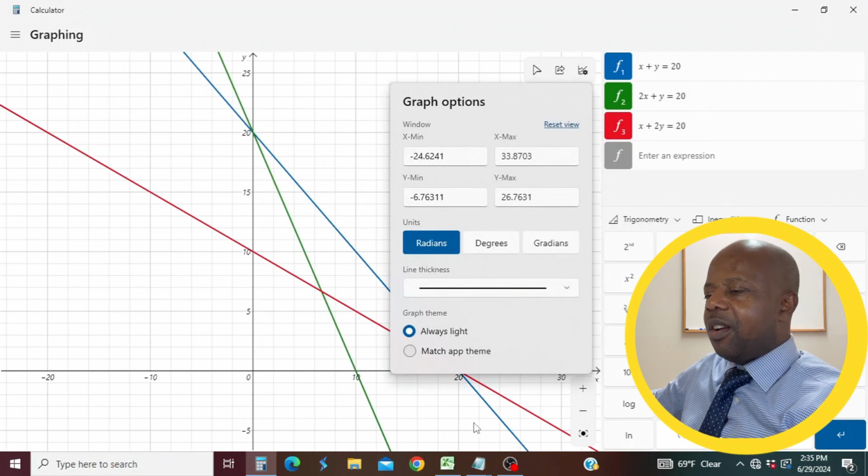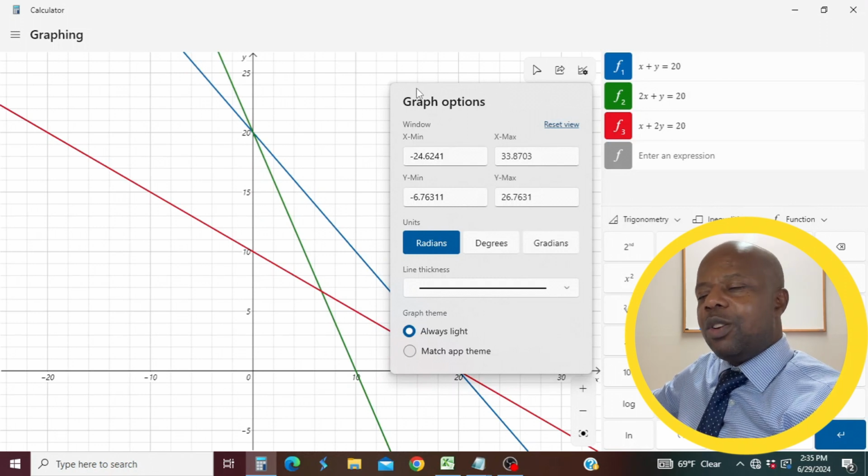So this is what the graph looks like. For 2x plus y equals 20, we see it crosses the y-axis at 20. And for the graph of x plus 2y equals 20, it crosses the x-axis at 20. So these are some of the things you can do with your graphing calculator.